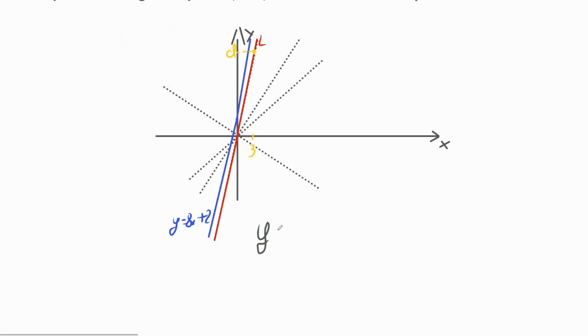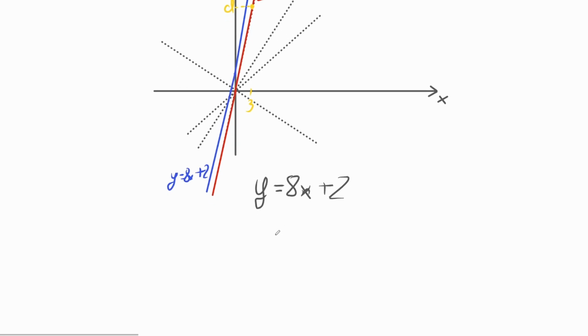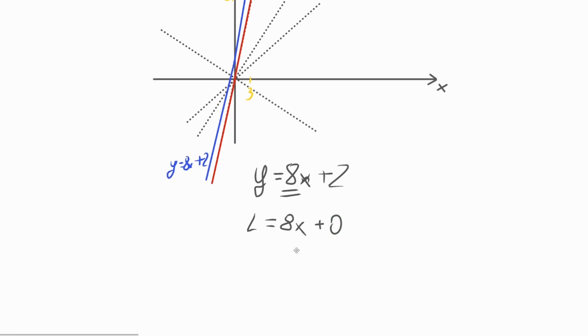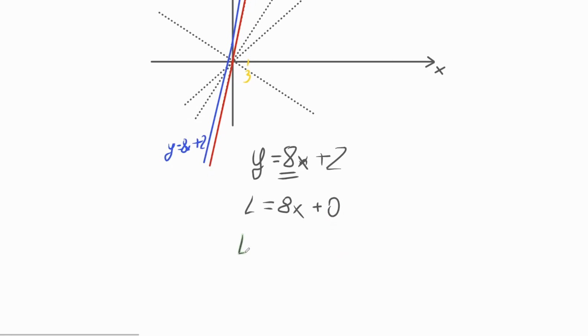Let's write down one more time our equation: y = mx + b, and the given line is y = 8x + 2. We know that L is parallel, which means the line has the same slope, so the slope is 8. And since it goes through the origin (0, 0), the b value, the y-intercept, is equal to 0. So the equation for our L line is just y = 8x.